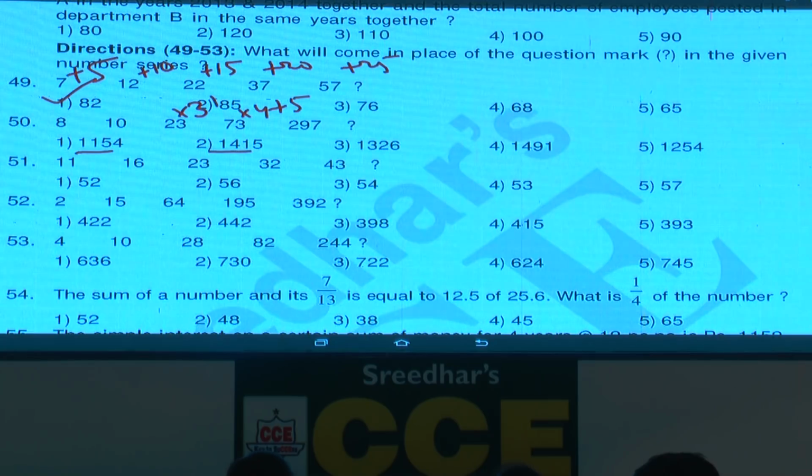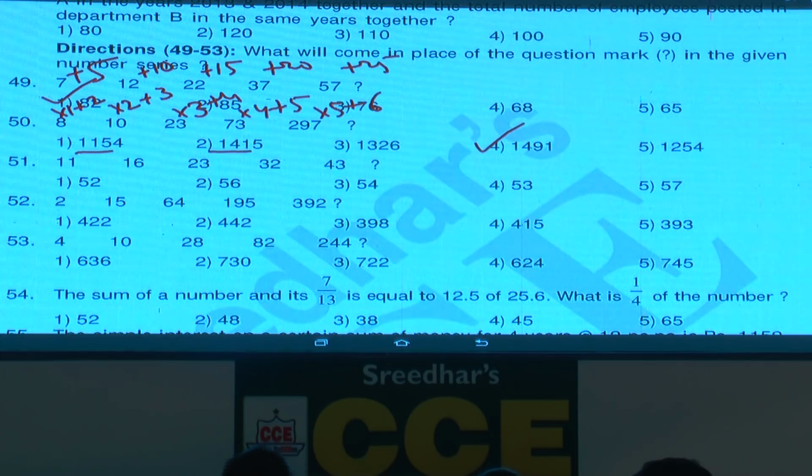69 plus 4 is 73. The previous one is into 2 plus 3, and here it is into 1 plus 2. So: into 1 plus 2, into 2 plus 3, into 3 plus 4, into 4 plus 5, into 5 plus 6. 297 into 5 plus 6. What is the answer here? 1491, choice 4. Question number 50, it is choice 4.